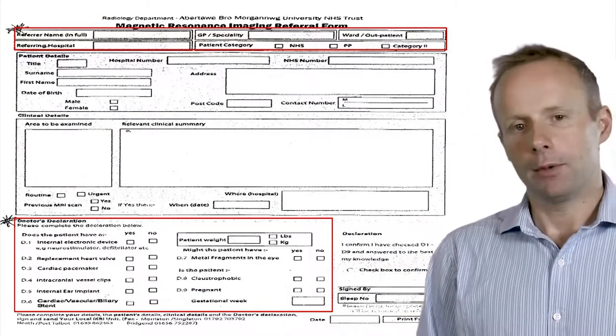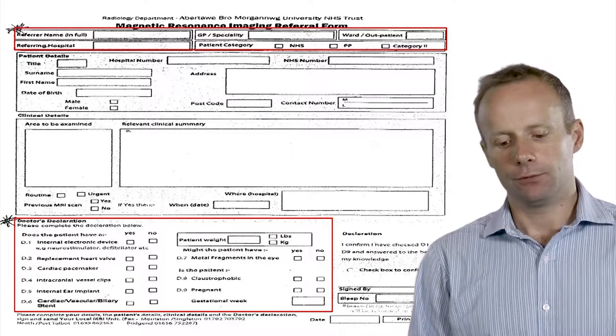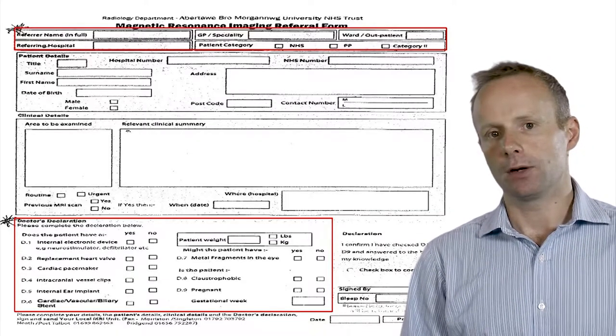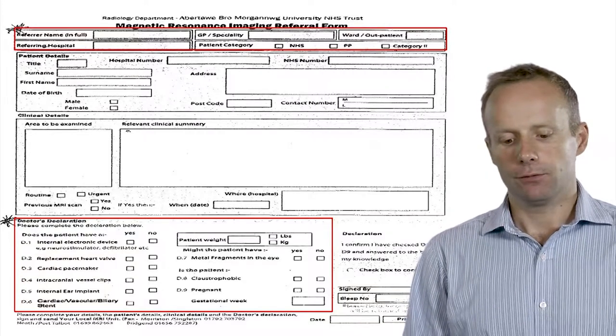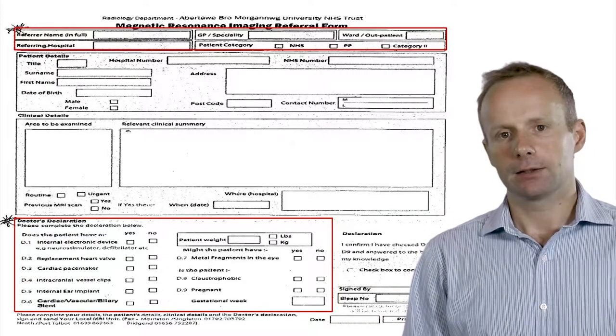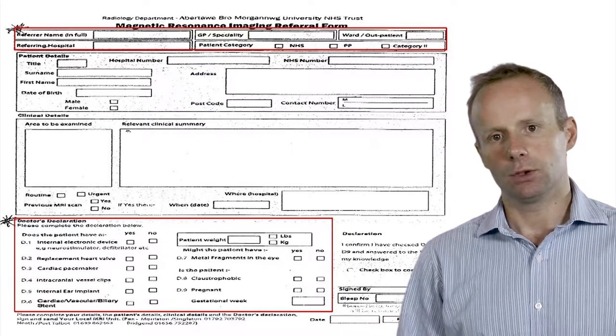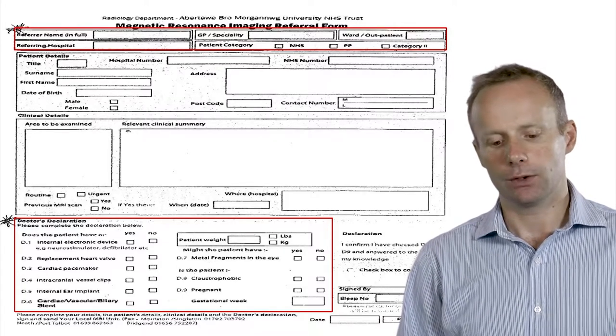Next form is our MRI form. This is a completely separate form and needs to be used for all MRI investigations that you're requesting. So it's a different form. It still has the bits about where the patient is and your name and everything like that. So you need to make sure you fill those in.